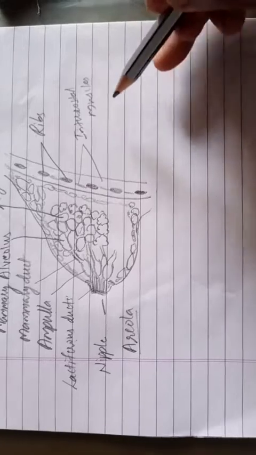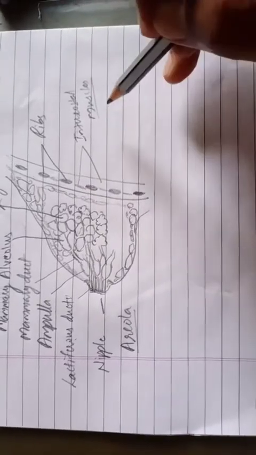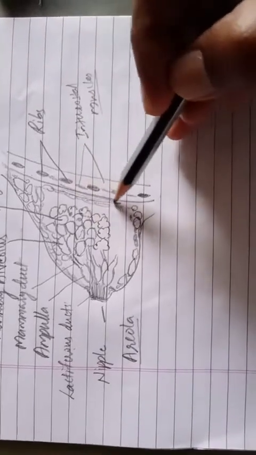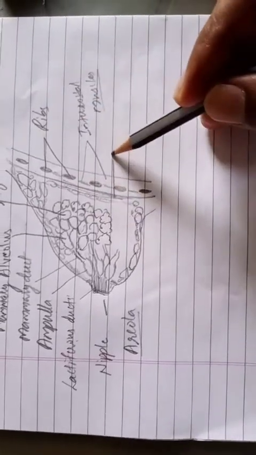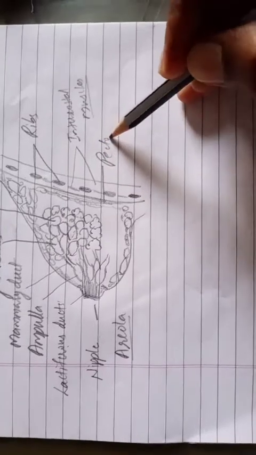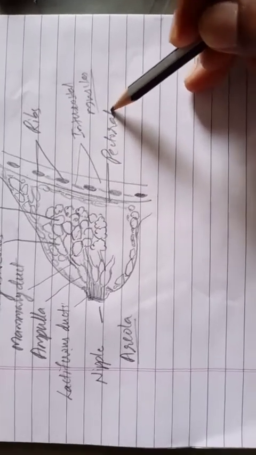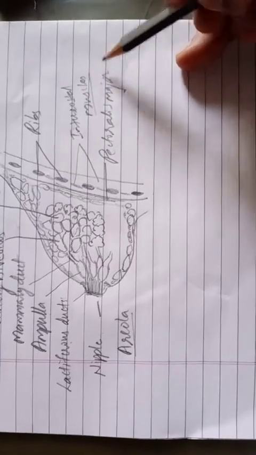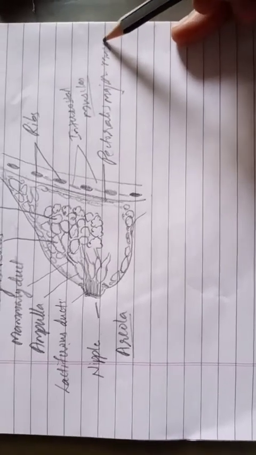Muscles present between the ribs help in the respiratory movements, as you know. Next there is the pectoralis major muscle. Here also there are muscles, the pectoralis major muscles. So these are the parts you can observe.